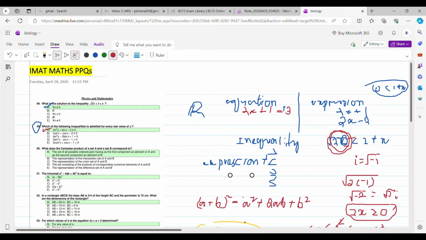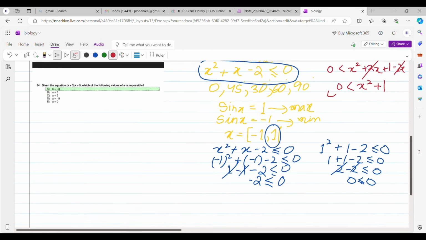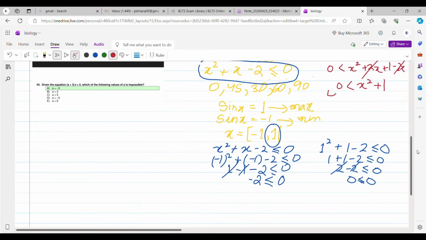Okay. Now let's go towards the 15th question. What does the Cartesian product of a set A and a set B correspond to? So basically, we must understand first what Cartesian product is. Afterwards, we'll draw our conclusion about what our answer would be. Let's move towards Cartesian product.